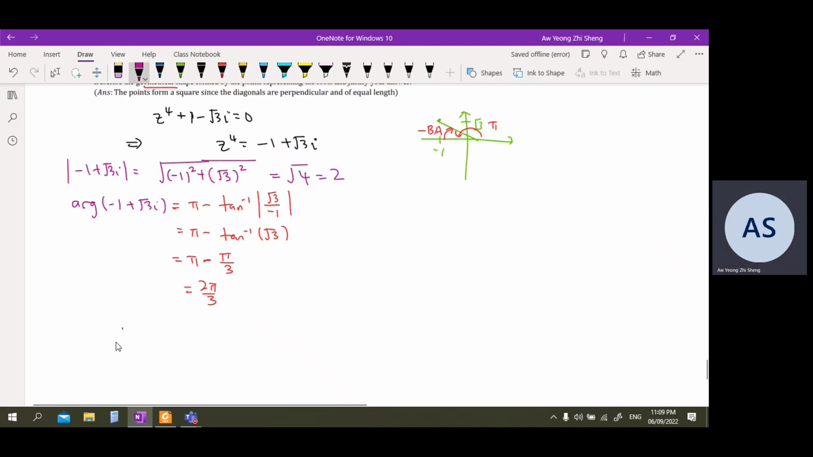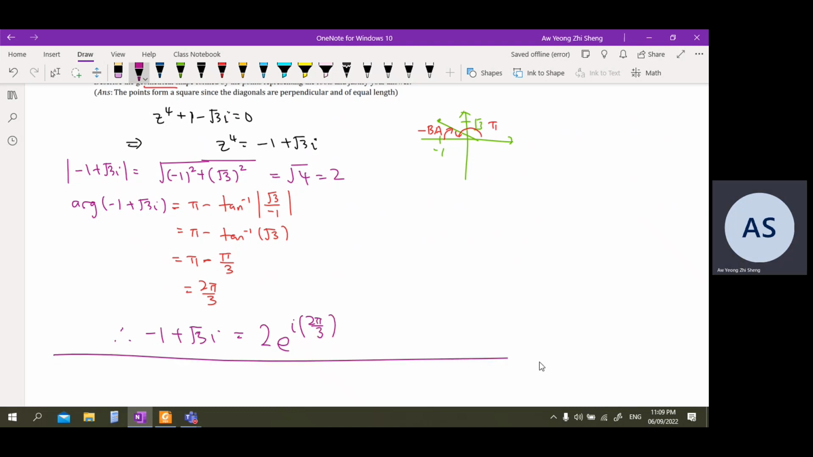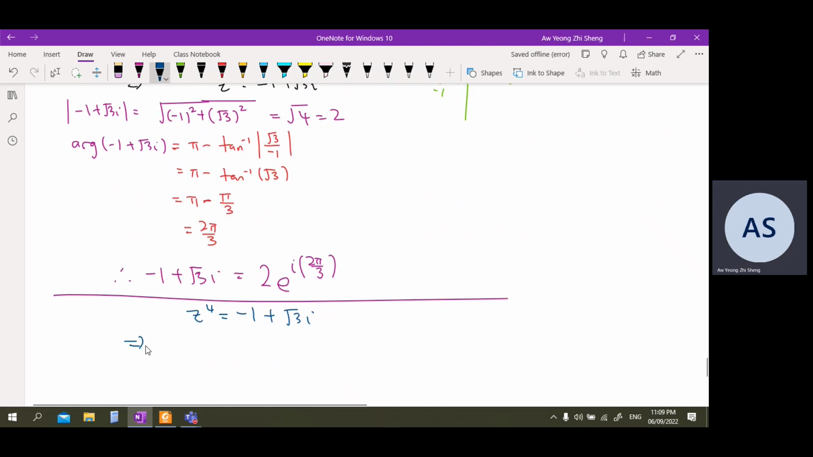And now we can write the complex number minus 1 plus root 3 i in the exponential form, which is r e power i theta, where r is 2 and your theta is 2 pi over 3. So earlier we had the equation z power 4 is minus 1 plus root 3 i. Now this becomes z power 4 equals 2 e^(i 2 pi over 3).